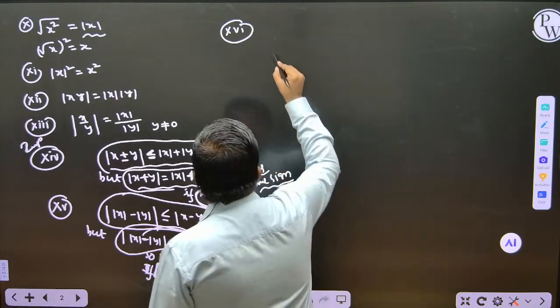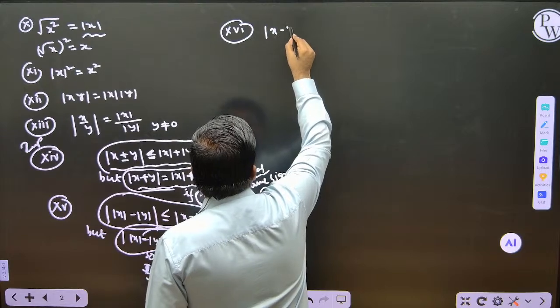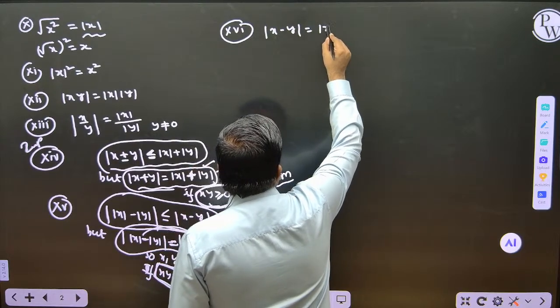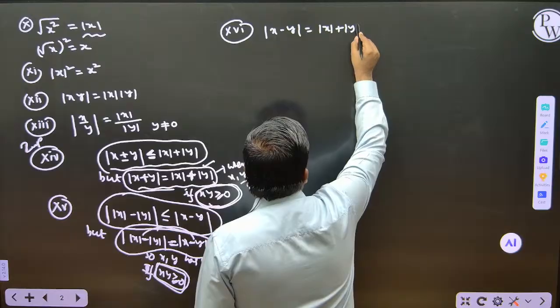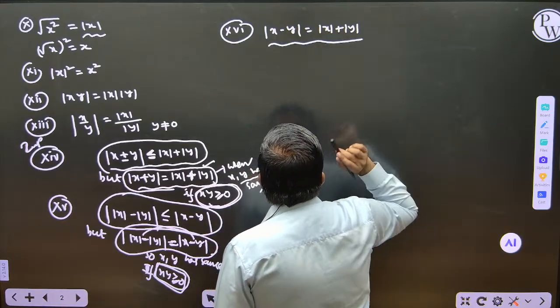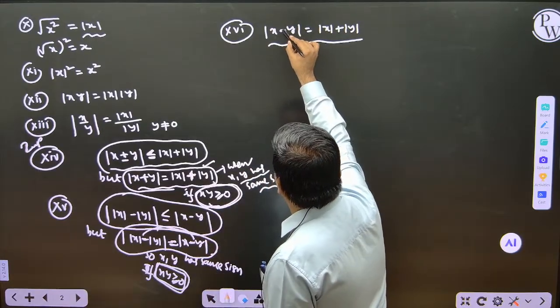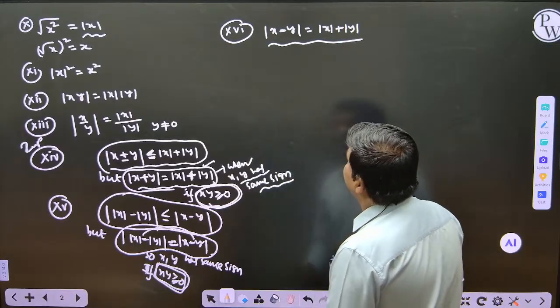The next one, same. Modulus of x minus y is equal to what? Mod x plus mod y. But here what happened? Here the sign is a minus sign, but here the sign is which sign?